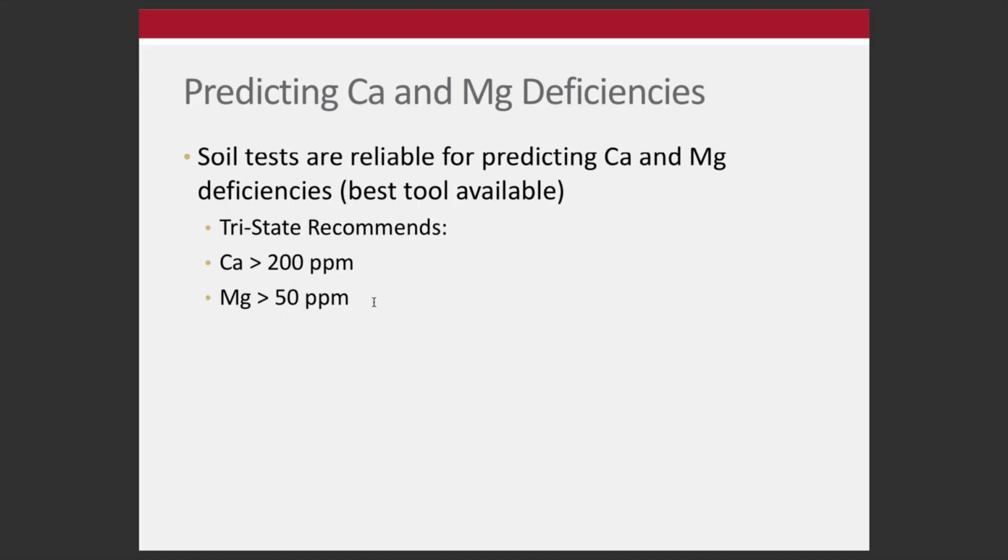Predicting calcium magnesium deficiency. Soil tests are the most reliable and recommended tool for predicting calcium magnesium deficiencies. Tri-State recommends that we have greater than 200 parts per million calcium and greater than 50 parts per million magnesium. And these are both very low bars. Depending on the soil, it's very rare to have either a calcium or a magnesium soil test come back at these levels or less. Typically, depending on the CEC, they can be 10 times these levels.